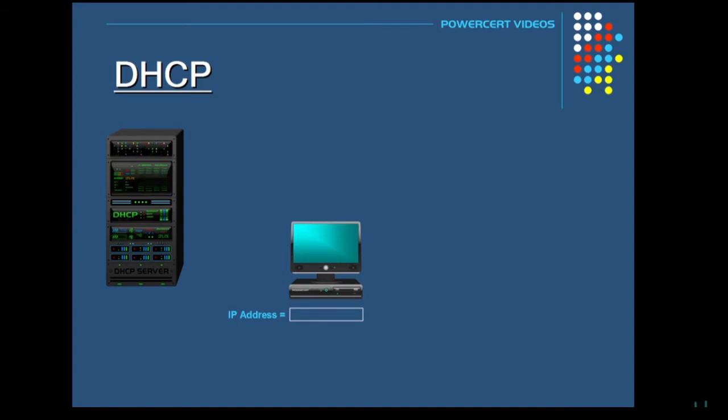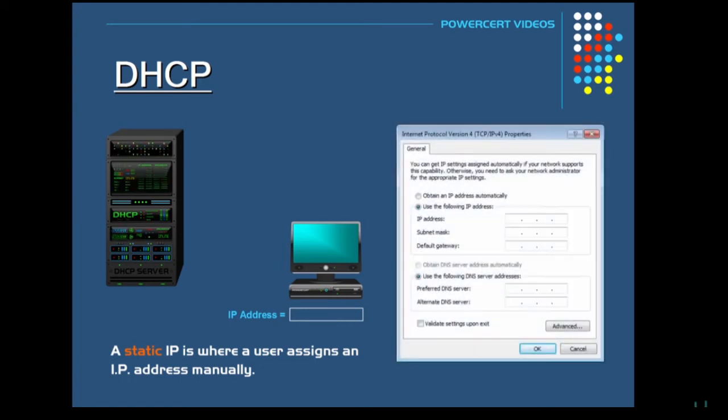Now, a static IP is where a user assigns a computer or device with an IP address manually. Now, this was the original method that was done in the beginning of networking. So for each computer on a network, you had to open up the computer's network configuration page and manually type in an IP address. But in addition to an IP address, you also had to type in a subnet mask, default gateway, and a DNS server. And anytime that you wanted to add another computer or device to the network, you had to do the same thing. So as you might have guessed, this could be a lot of work, especially if you are dealing with a large network that has a lot of computers.